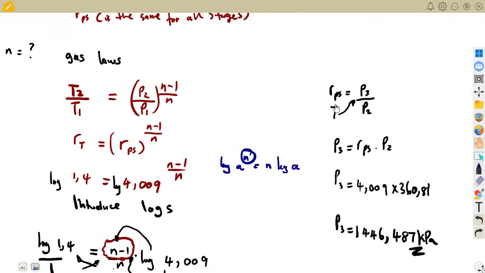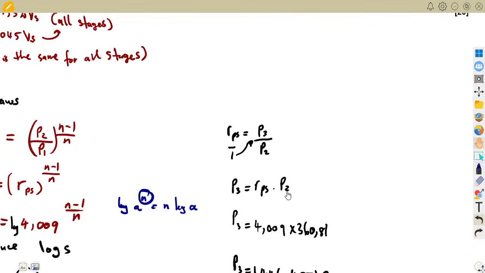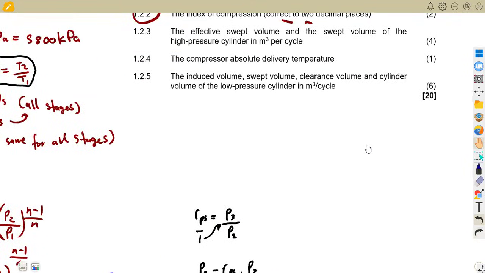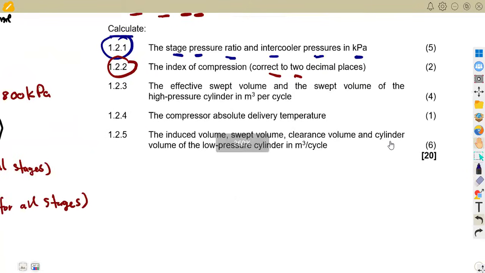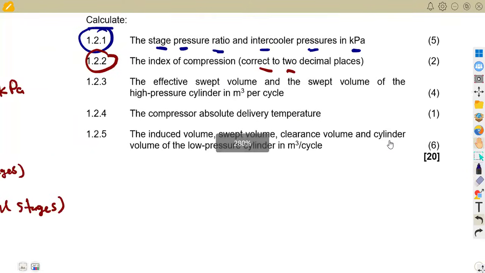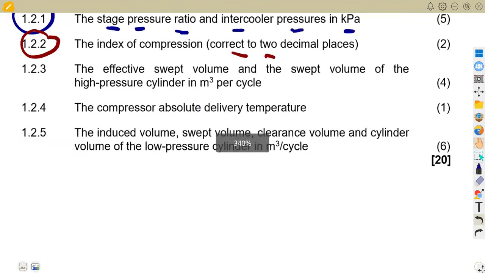Guys, this is N6 and we have to try by all means to be open-sighted as we are answering our questions. Apply everything that we had in N5. Everything.